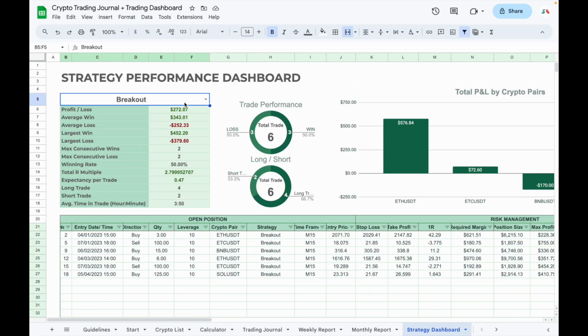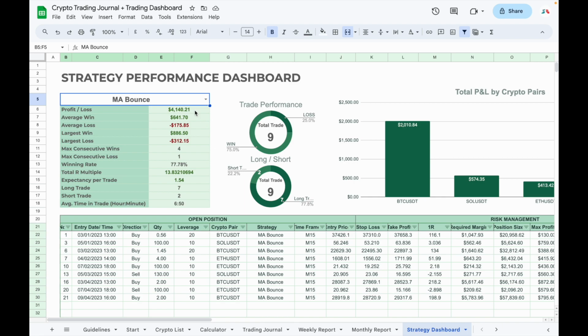I have also created a strategy performance dashboard for analyzing the performance of each individual strategy. It lets you know which strategies are performing well and determines which may need improvement. Select the strategy name from the drop-down list, and it will list out all the trades taken using the strategy. It also shows the summary and statistics such as profit and loss, win rate, and average return per trade.